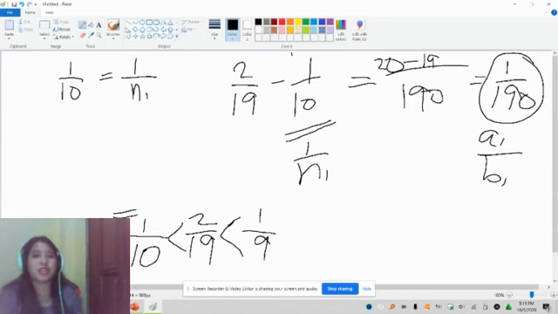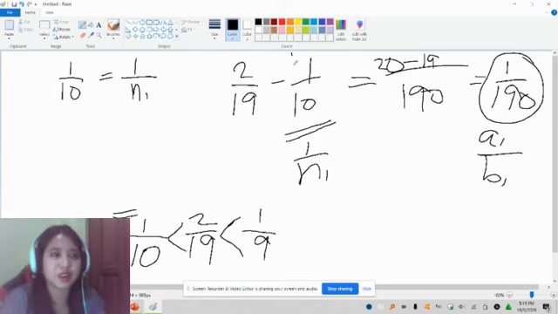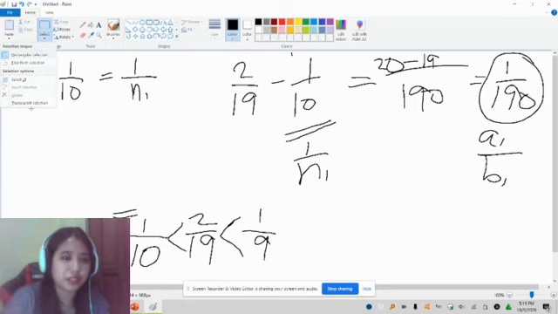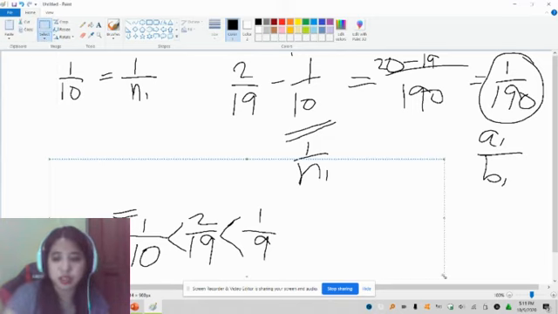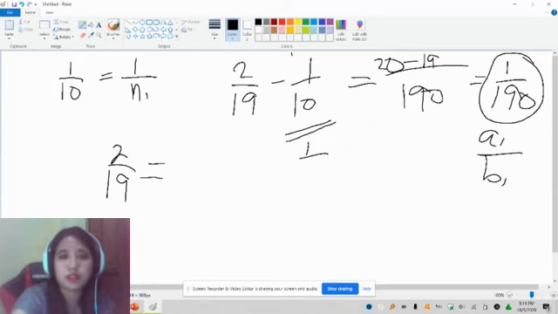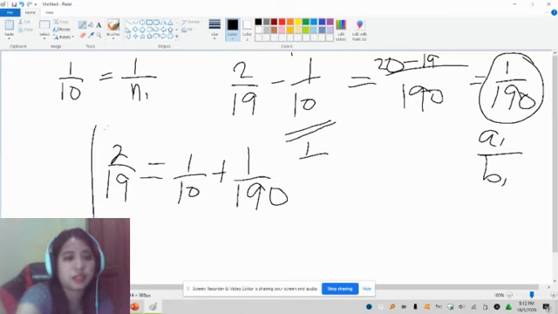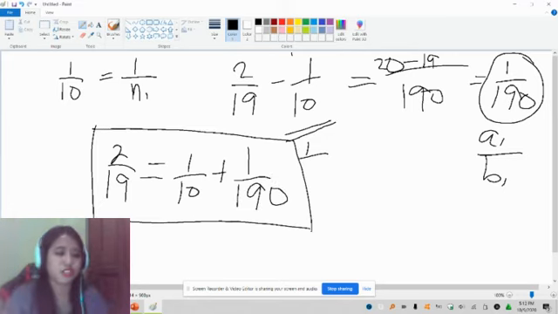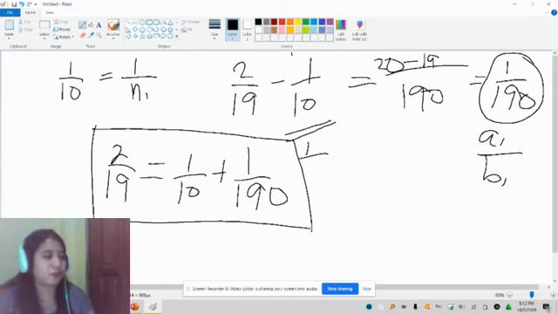Since it's already a unit fraction, there's no need for us to redo any other methods. Therefore, let us rewrite that. 2 over 19 is equivalent to 1 over 10 plus 1 over 190. So this is the unit fraction decomposition of 2 over 19.